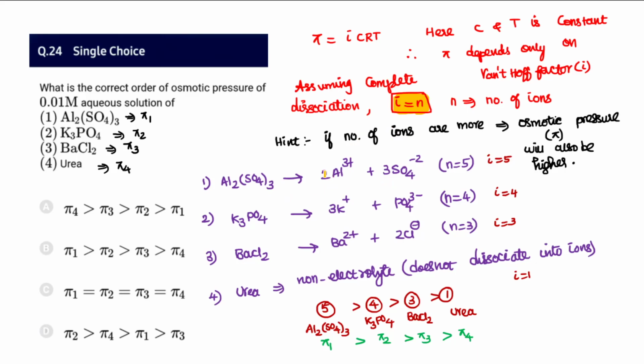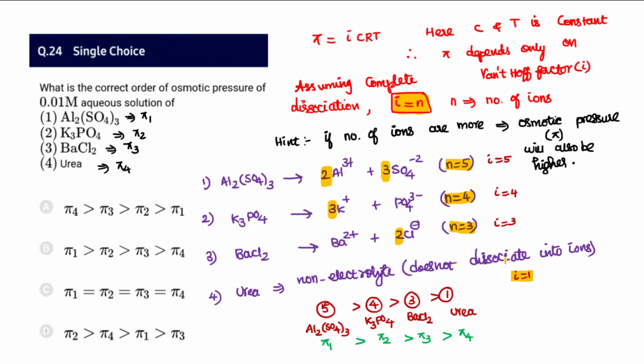So aluminium sulfate, when it dissociates, gives 2 aluminium 3 plus and 3 SO4 2 minus. So the number of ions is going to be 5. For K3PO4, 3 K plus and then 1 PO4 3 minus, n equals 4. And for barium chloride, 1 barium 2 plus and then 2 Cl minus, so that n equals 3. So i equals 5, 4, 3, and then non-electrolyte. Urea basically doesn't dissociate into ions. Glucose, urea, sucrose, all these are generally non-electrolytes, which don't show any association or dissociation when dissolved. So the Van 't Hoff factor i equals 1 in that case.